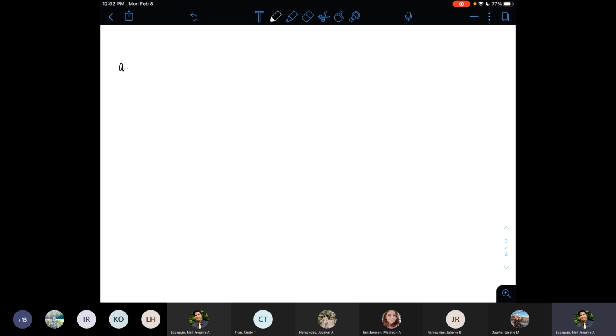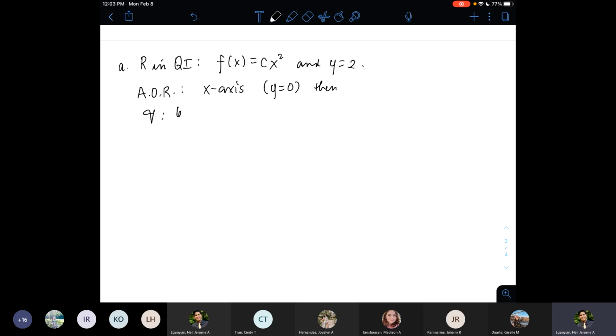So it says that you have a region R in the first quadrant that is bounded by the function f of x equals cx squared and y equals 2. And when R is rotated about the axis of revolution, y equals 0, the x-axis, then the volume of the solid is known to be 64 pi over 5. And then what we need to look for is the value of c.